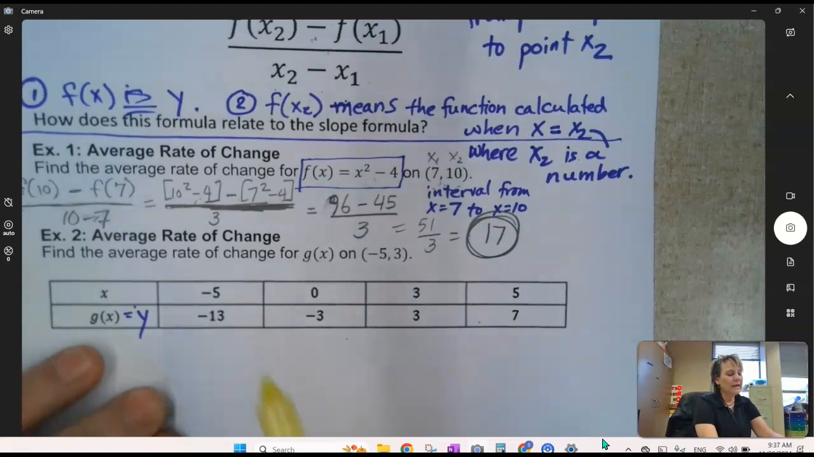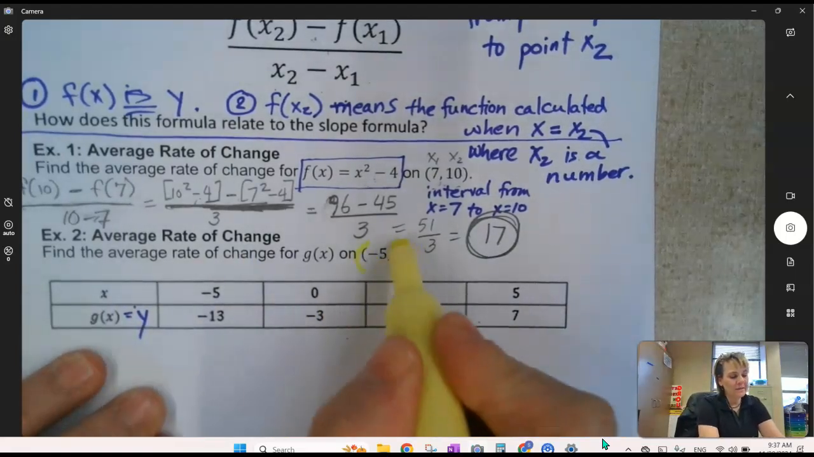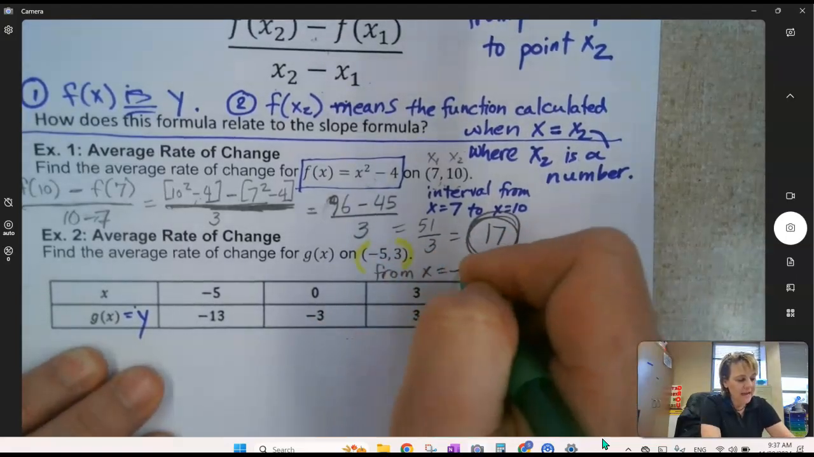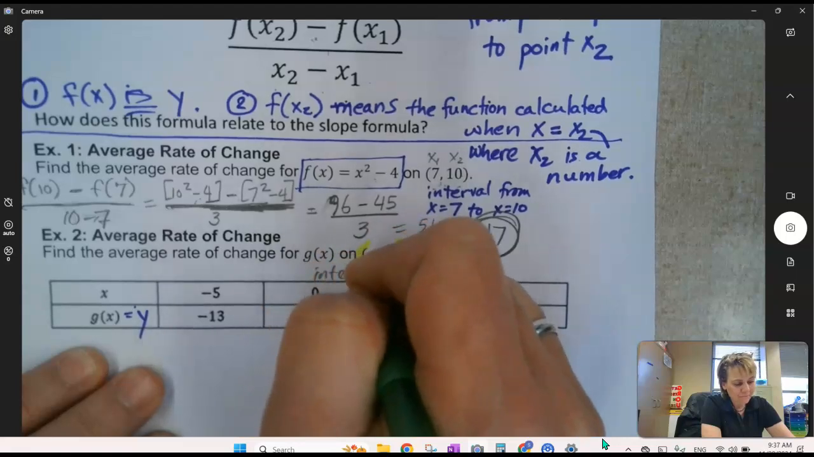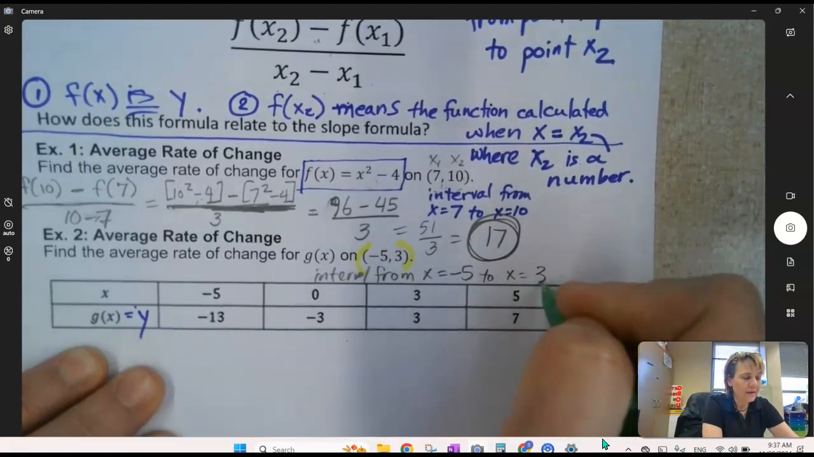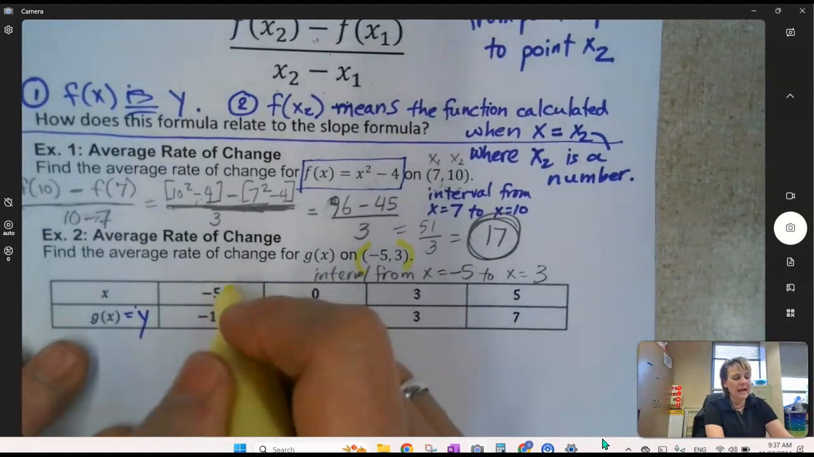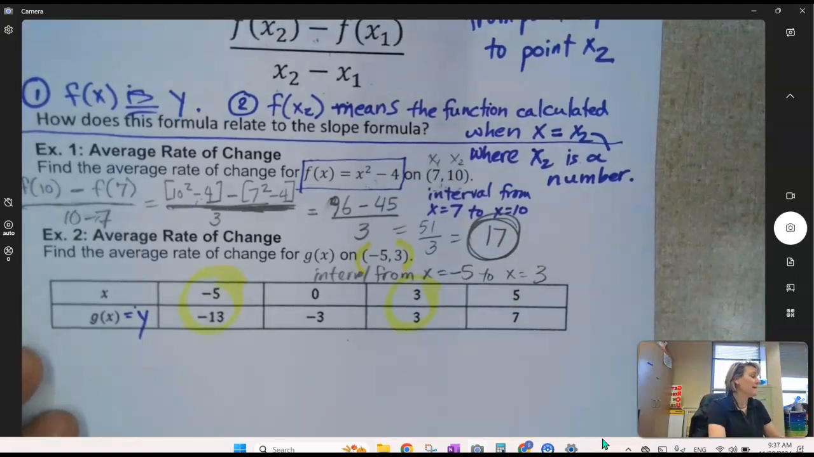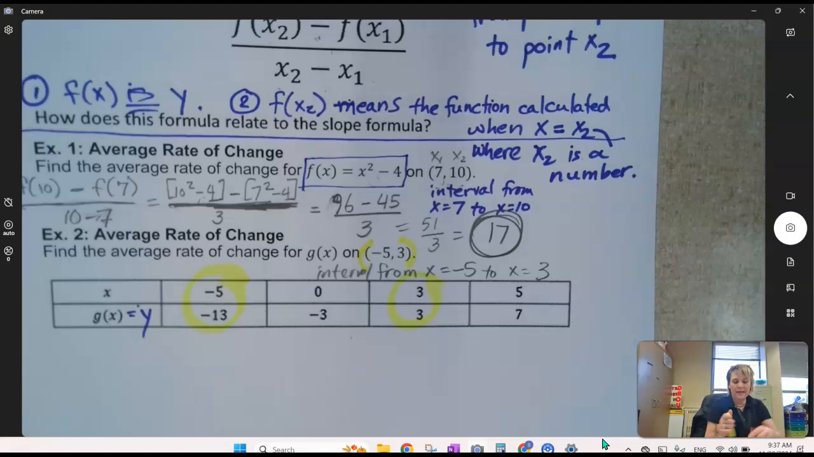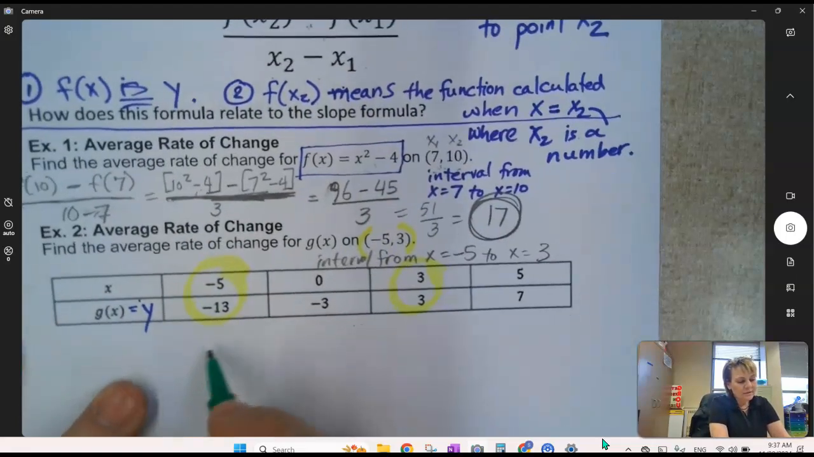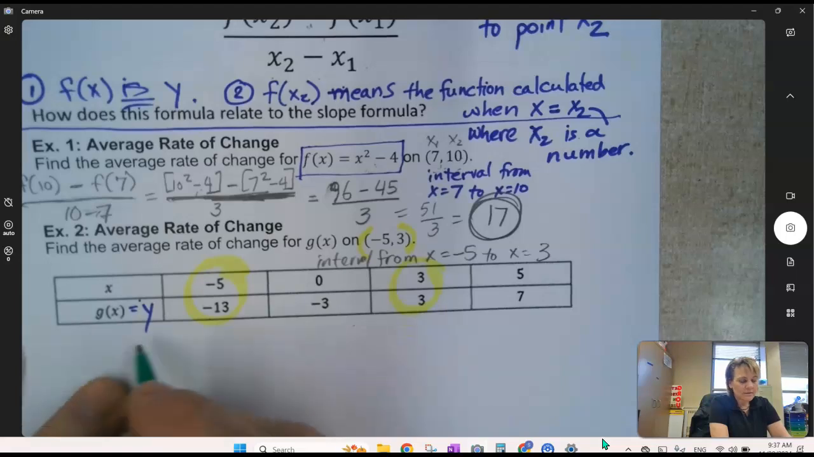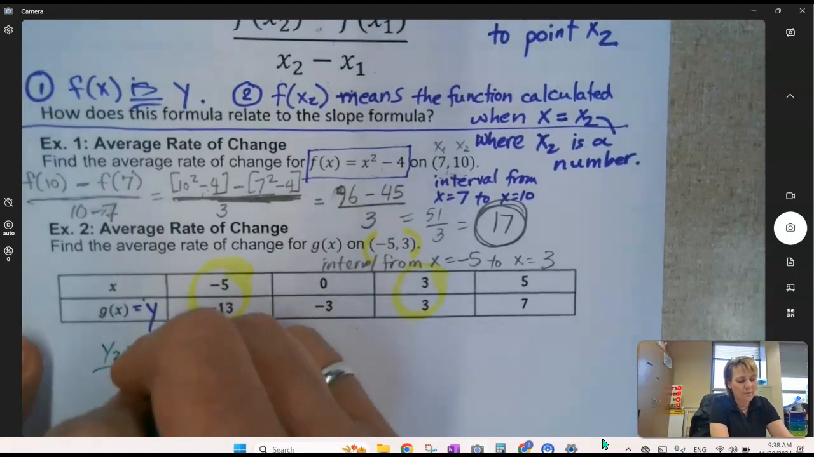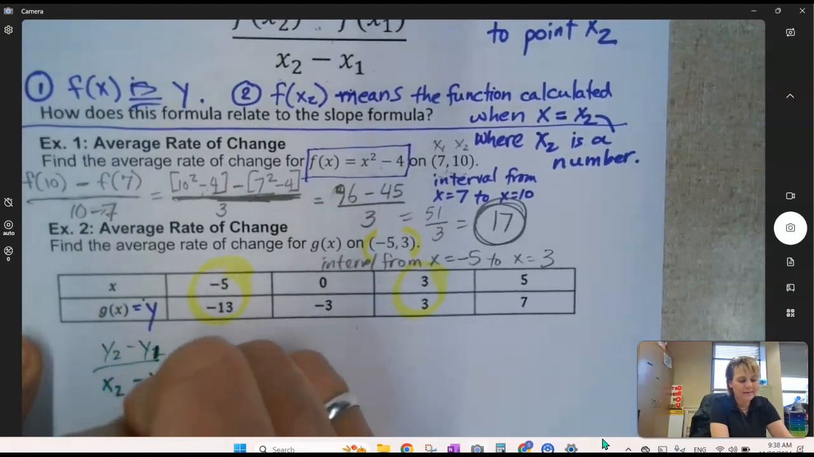Okay, so this one again, we're finding the average rate of change for an interval from x equals -5 to x equals 3. So if that's the interval, we're looking at these 2 points. And we're going to just subtract now, because really in this case, all we're doing is the g of x. G of x is y. So we can think of these as the change in y over the change in x.